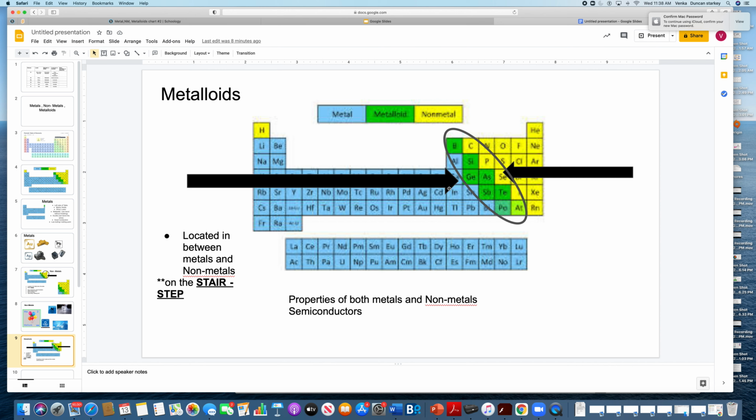It's difficult to find visual examples of metalloids, as metalloids consist of boron, silicon, arsenic, which are typically poisonous gases. But just know that metalloids are located between metals and nonmetals. They are found on the stair step. They are semiconductors, and they have properties of both metals and nonmetals.